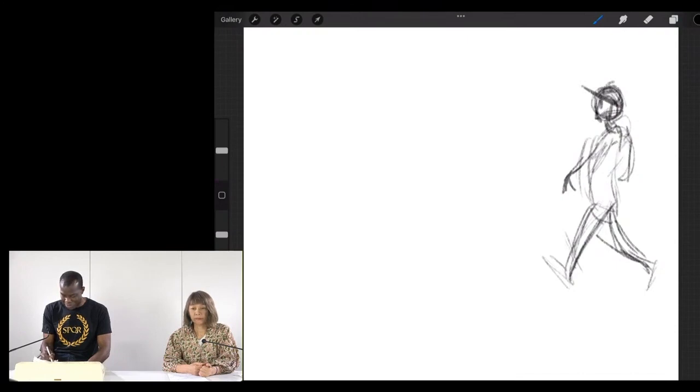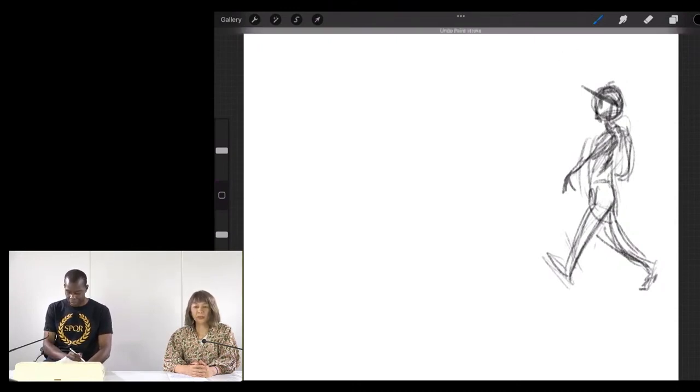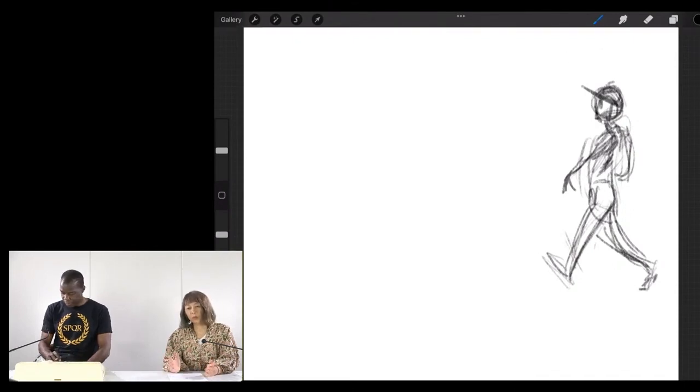Sorry, this is a quick sketch, nothing pretty at all, but you guys can get the idea. All right, so this is some poor young guy. That's okay. So he's walking. And obviously we know that the flow of action is going this way.